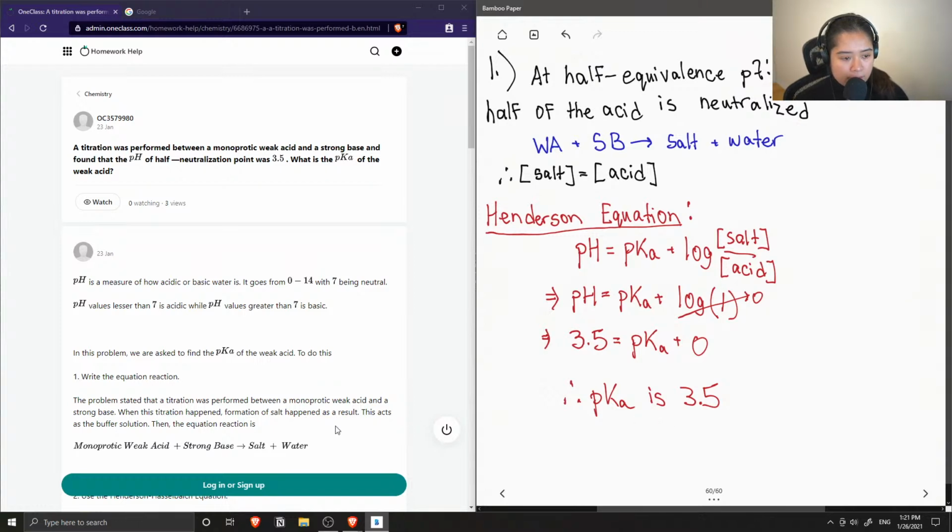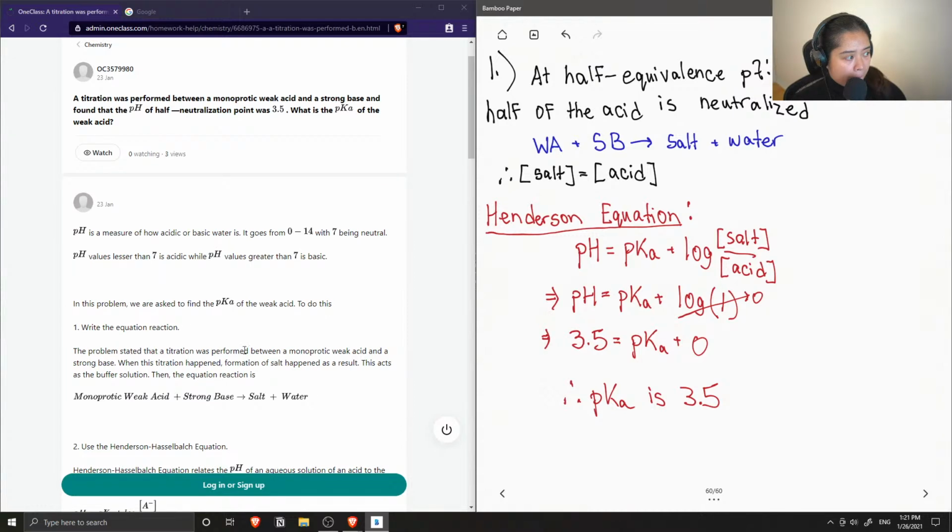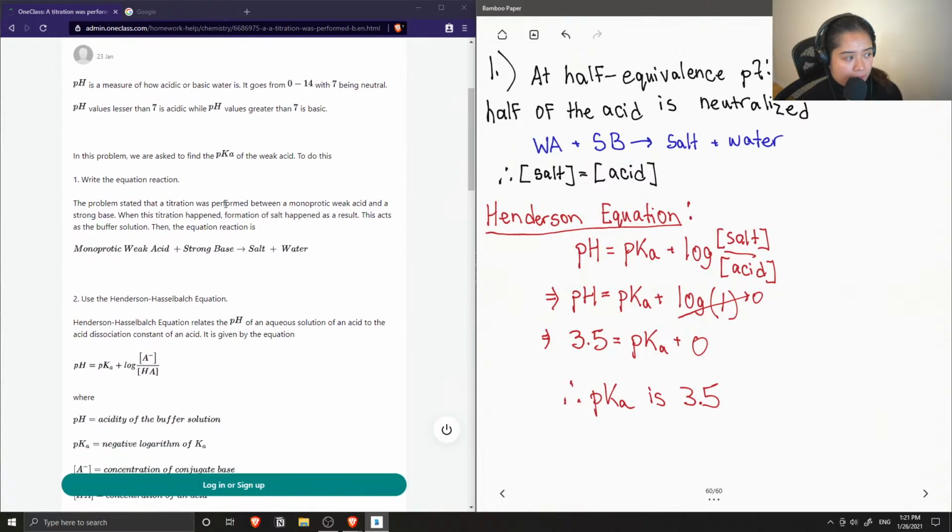Okay, so now let's see what the junior tutor said. They said that the pH is a measure of how acidic or basic water is. It goes from 0 to 14, with 7 being neutral. pH values lesser than 7 are acidic, while pH values greater than 7 are basic. In this problem, we are asked to find the pKa of the weak acid. To do this, first write down the equation reaction.